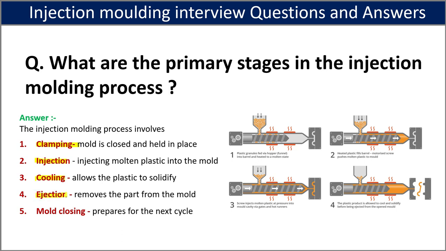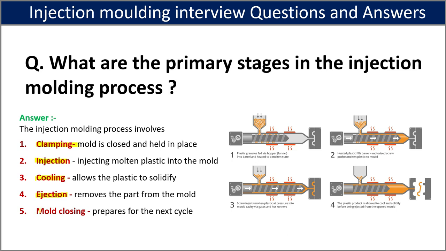Then ejection. With the help of the ejector pin, we will remove the part from the mold. Generally, after the cooling, the part will stick to the mold surface, so we need the ejection pin. So this step is ejection, to remove the part from the mold.